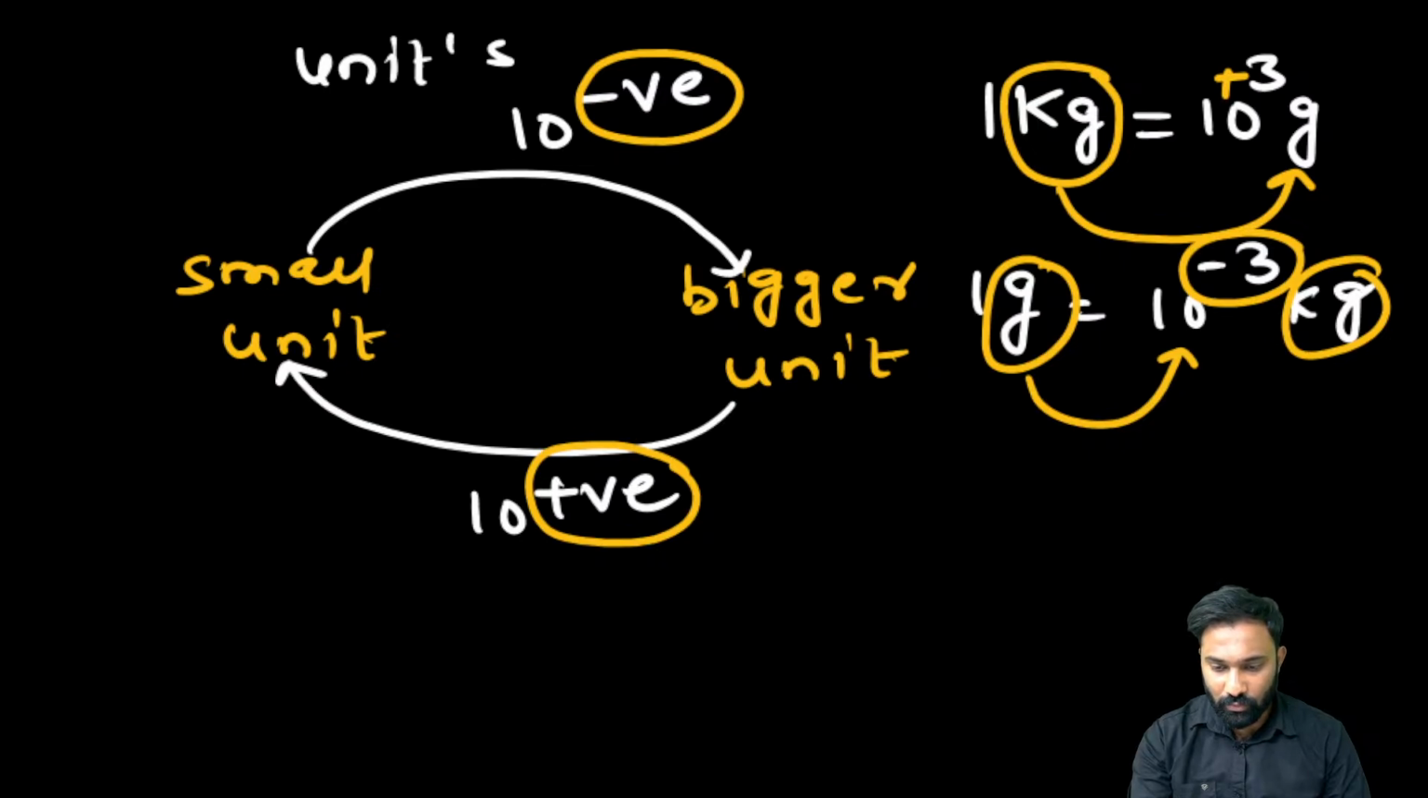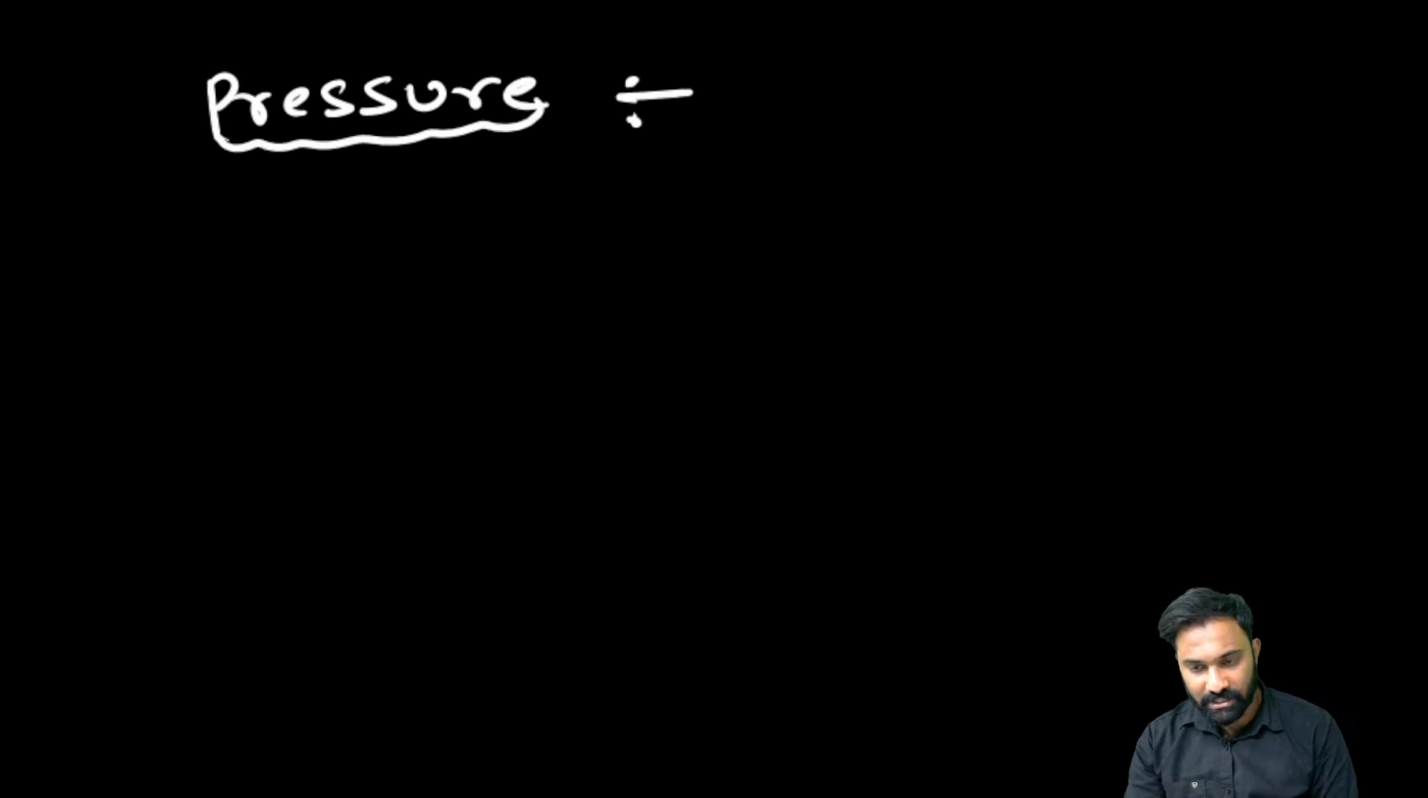Now we'll see the unit conversions one by one, or units of the ideal gas. The first unit we are going to see is about pressure. The pressure unit that we are going to use repeatedly is 1 atm.